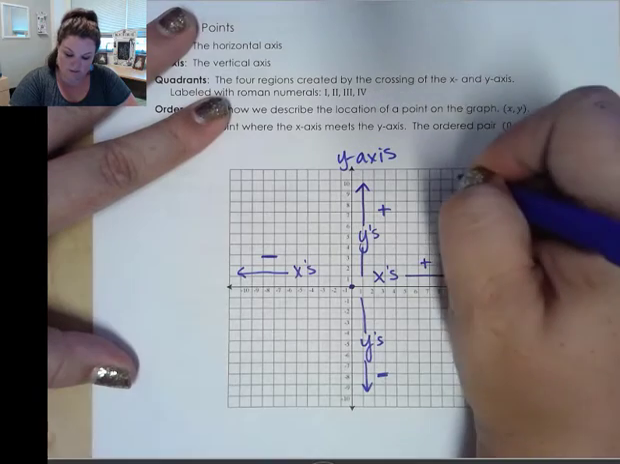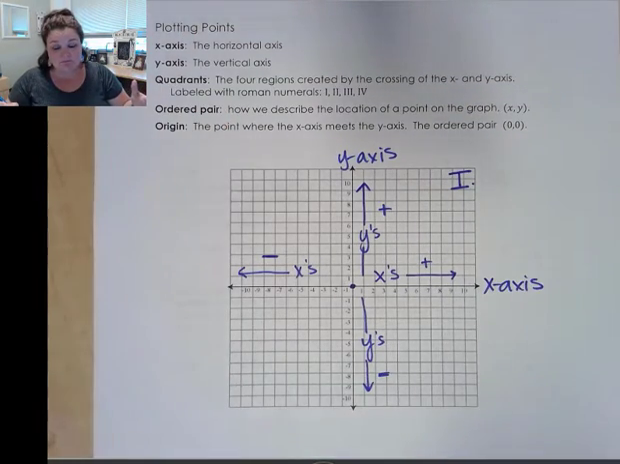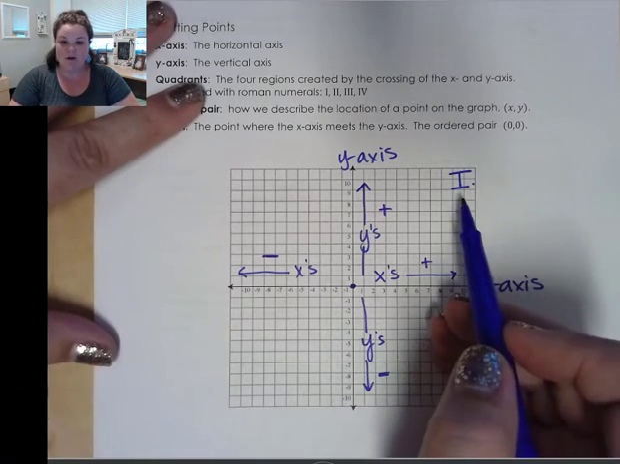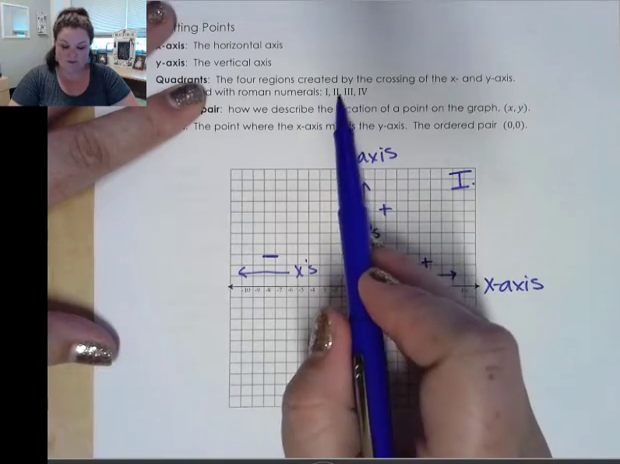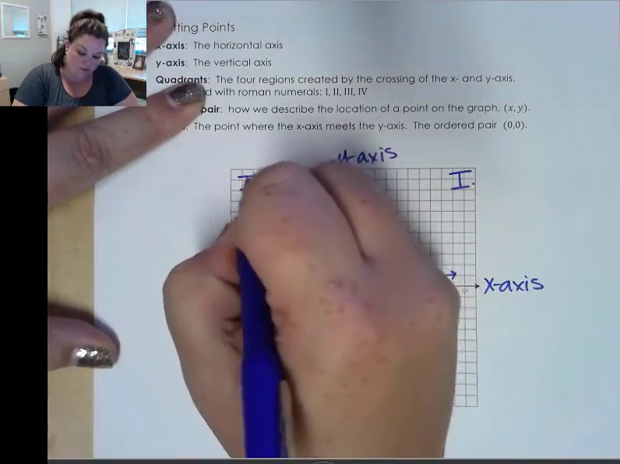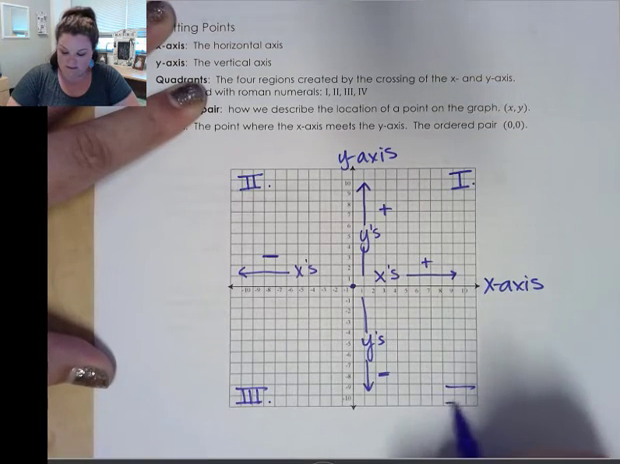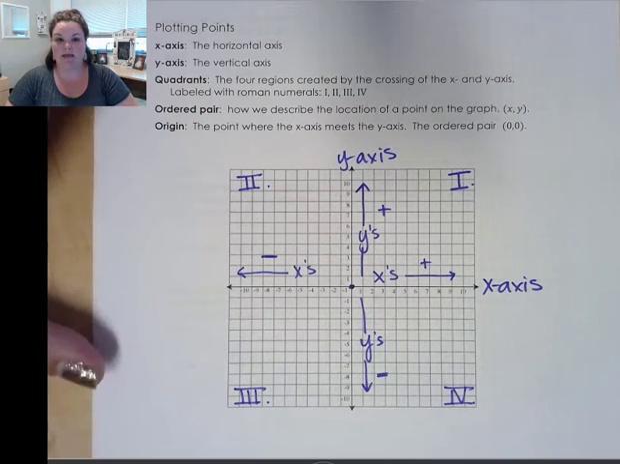So this is the quadrant that I'm going to label with a Roman numeral 1, and it has to be a Roman numeral. Okay, can't use a regular number. It's like a thing. Okay, and then when we count the other quadrants, 2, 3, and 4, we actually go counterclockwise. So this is quadrant 2. This is quadrant 3, and this is quadrant 4, okay?